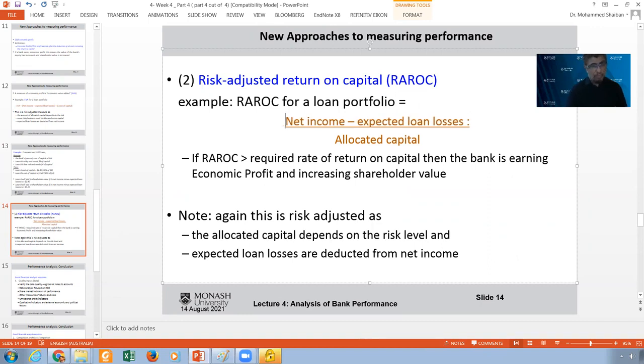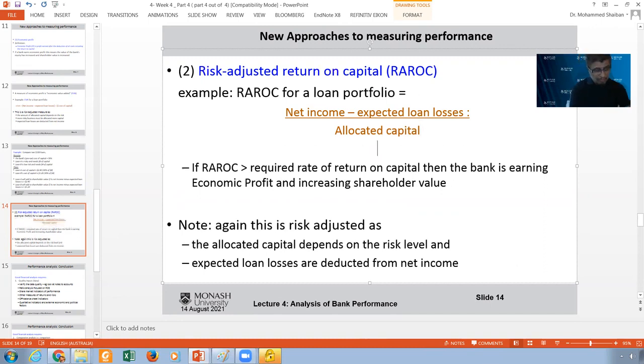Now this percentage, if it is more than the ROE, which is the cost of equity or the cost of capital, and I have a positive, then this is actually a good loan and I'm making an economic profit.